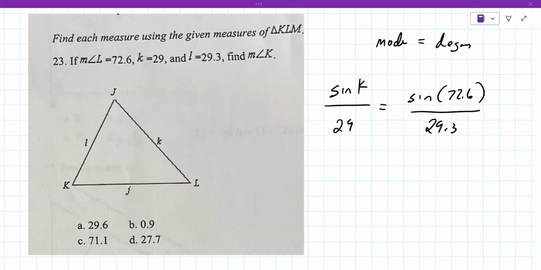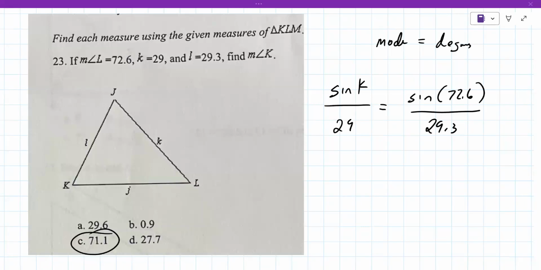But let me just double check you here and see what you got. 72.6. Yeah. That's terrible. Why is that so far off? Okay. Yeah, very good. I didn't make these up. That's a terrible answer.